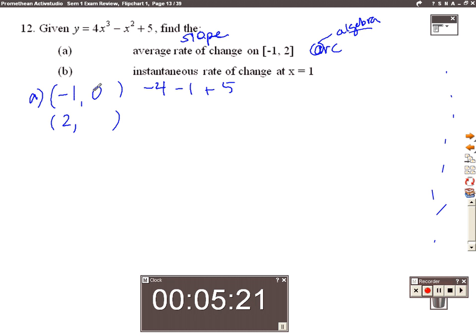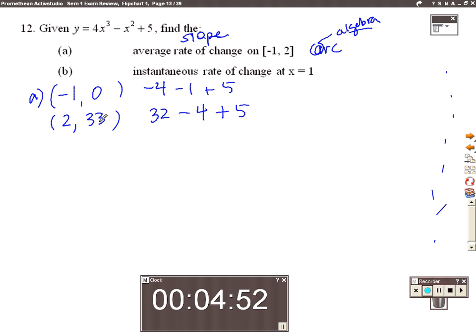Let me check it one more time. Negative 1 cubed is negative 1. That would be negative 4. Yeah, that should be good. And for the second value, 2 cubed is 8 times 4 is 32. 2 squared is 4 plus 5. And negative 4 plus 5 is positive 1. And 32 would be 33.